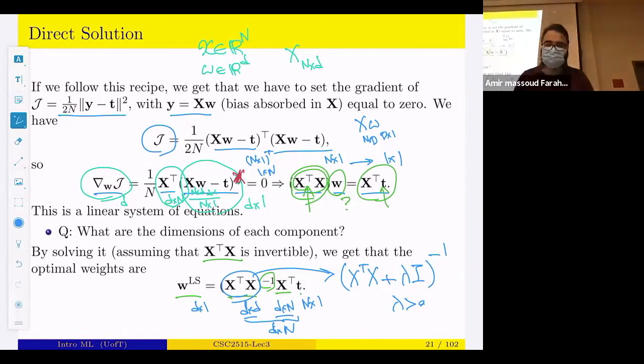Another comment here is that b is absorbed in x, so x should be d plus 1 dimensional. That's right. That's partially the reason I use small letter d instead of capital letter D, to avoid writing the extra thing of small d being capital D plus 1.